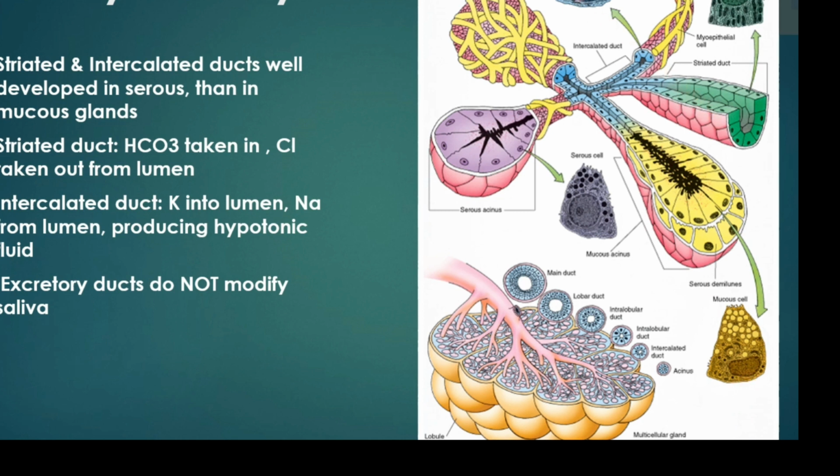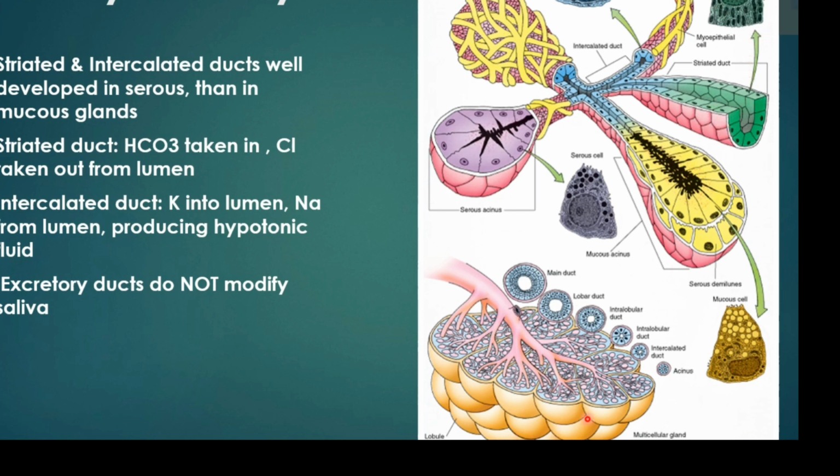This is the section of the intercalated duct. This is a small cuboidal cell having a rounded nucleus, and this one is the section through the striated duct. The cells over here are also cuboidal or columnar in shape, but the important feature is that they have basal infolding of the cell membrane, and in between these infoldings are placed a large number of longitudinally oriented mitochondria, which give a striated appearance in light microscopy. That's why the duct is given the name striated duct.